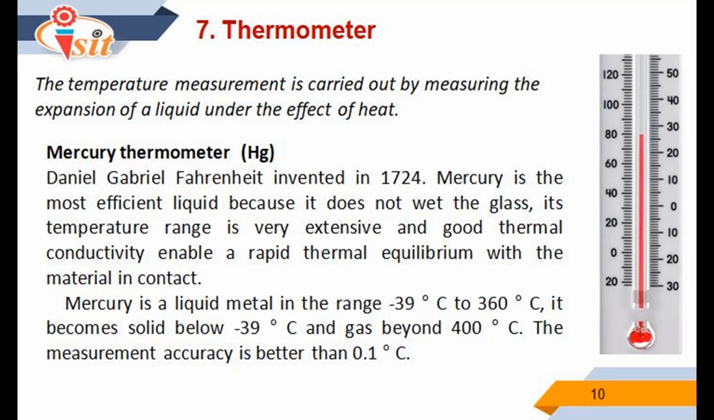Mercury is a liquid metal in the range of minus 39 degrees Celsius to 360 degrees Celsius. It becomes solid below minus 39 degrees Celsius and gas beyond 400 degrees Celsius. The measurement accuracy is better than 0.1 degrees Celsius. The applications of mercury thermometers for medical use have been prohibited since 1999.